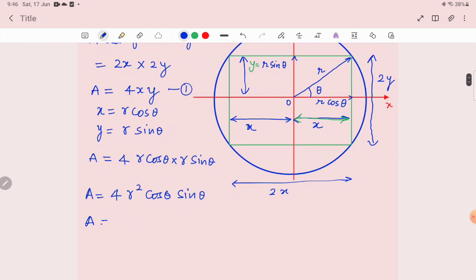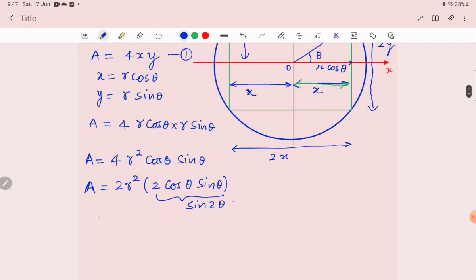So again you can solve it further using a trigonometric formula. So you can write it as 2r square. You can take 2 separate to make a trigonometric formula, 2 cos theta sin theta, which is sine of 2 theta. So this is the formula of sine 2 theta. So area is now 2r square sine of 2 theta. So this is the expression for the area of a rectangle which is inscribed in a circle of radius r.